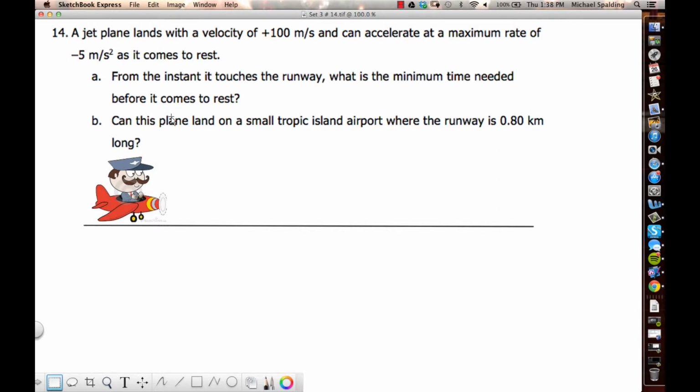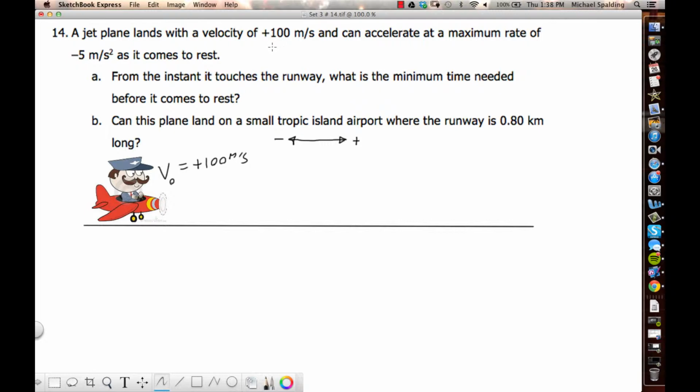So here's a kinematic problem that involves paying attention to sign conventions. So we got a jet plane. Here's my jet plane. This guy comes landing with a velocity. So V initial is positive 100 meters per second. Positive meaning what? Forward, to the right. So our sign convention is like this: to the right is plus, to the left is minus.